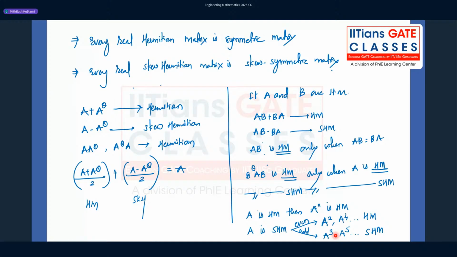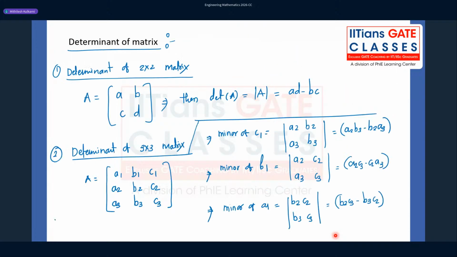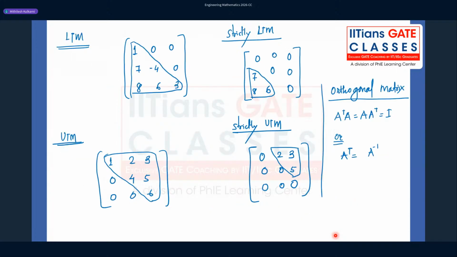Okay, I'll proceed to the next slide. There are some more types of matrices. A lot of types we are studying, and I think this is the last slide where we will talk about the types of matrices. Lower triangular matrix and upper triangular matrix. The name itself indicates the meaning.